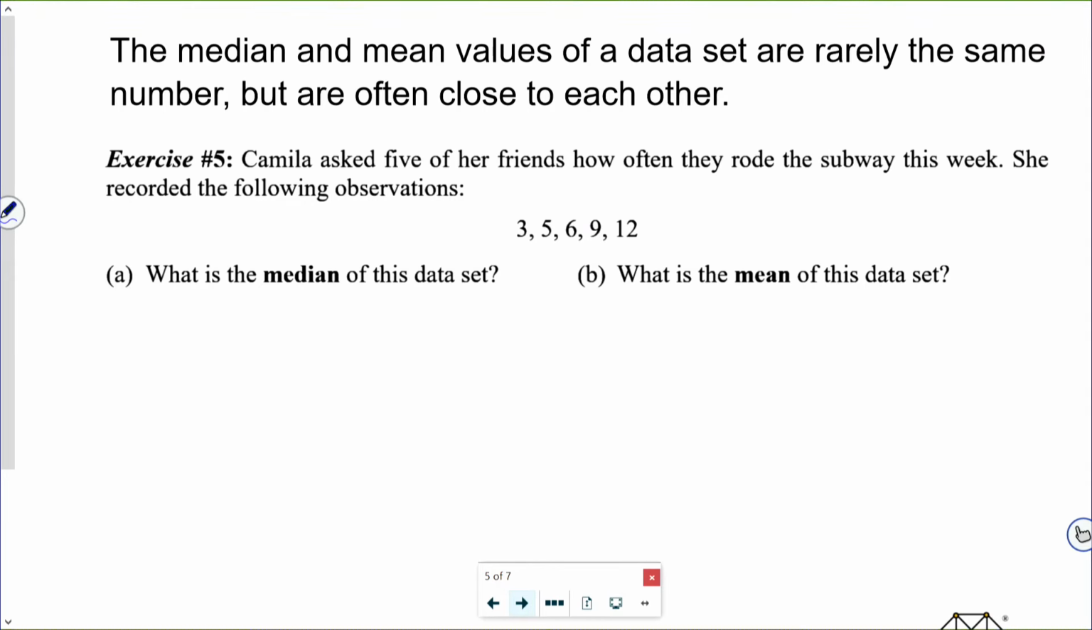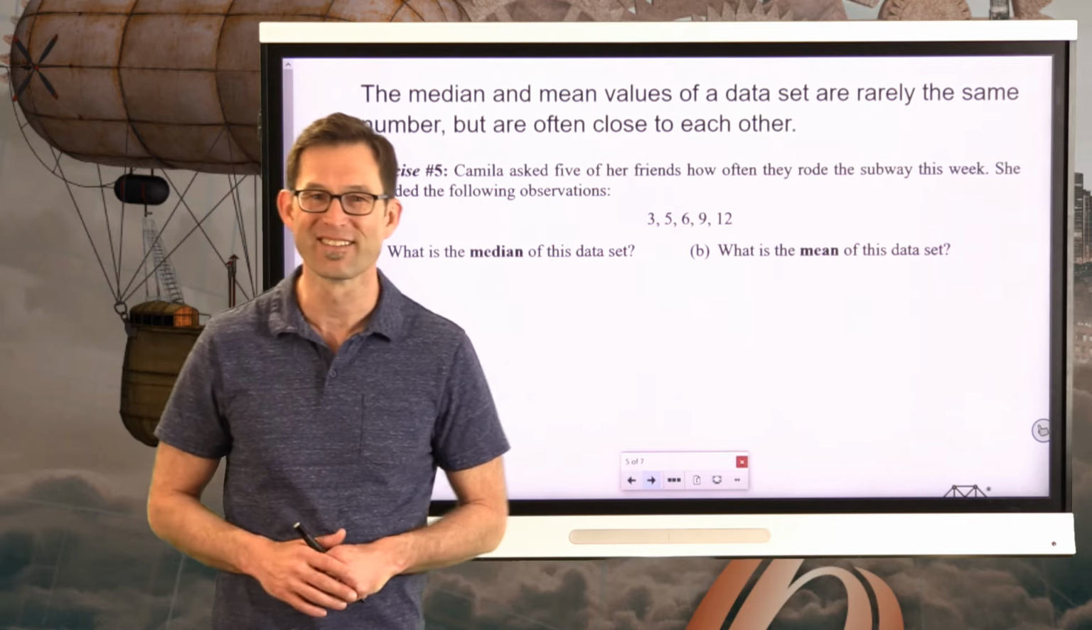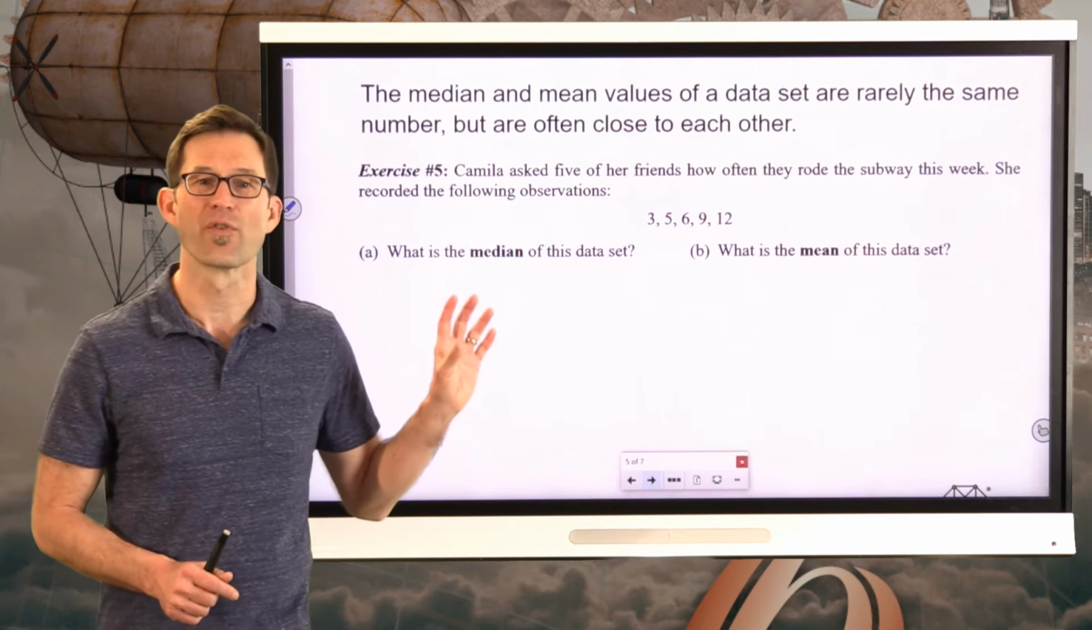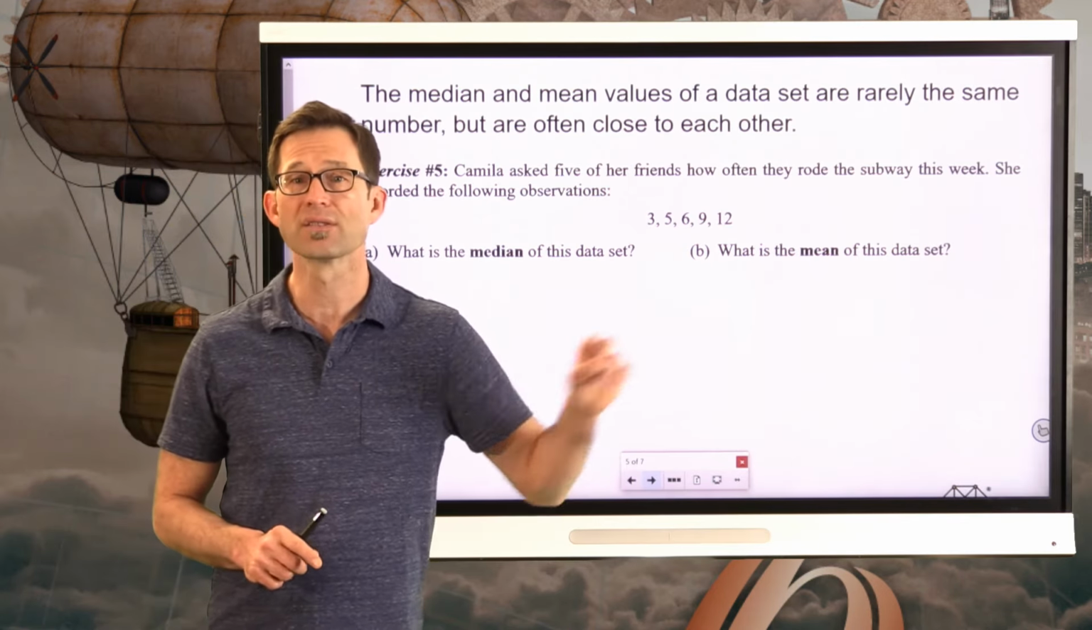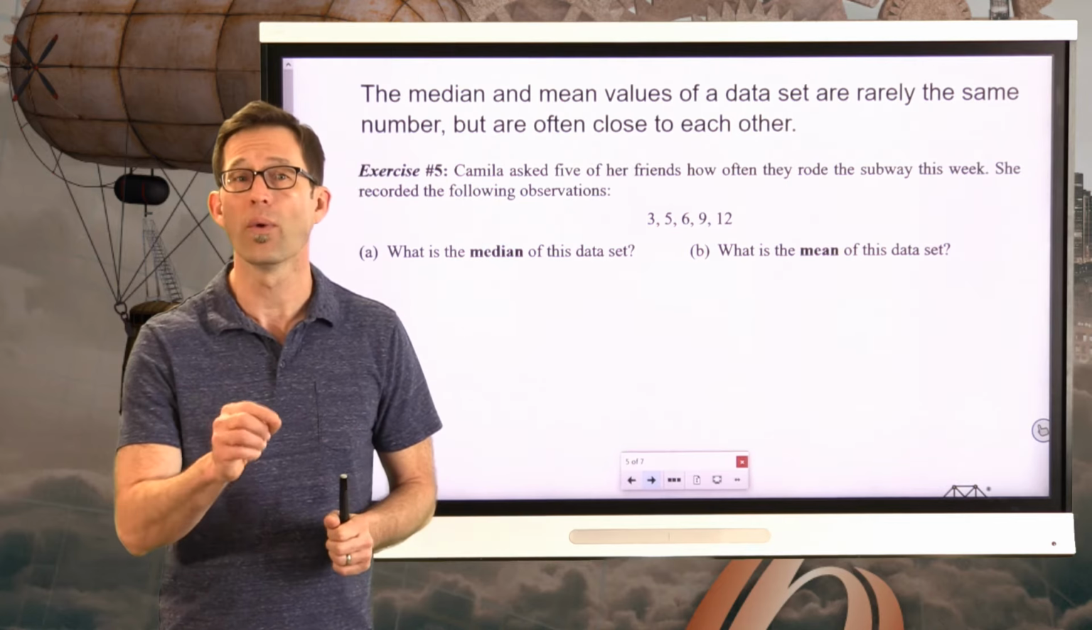Camilla asked 5 of her friends how often they rode the subway this week. She recorded the following observations. All right, so a nice small data set. Letter A asks us for the median of the data set, what we just worked with, and letter B asks us for the mean of the data set, what we began with.